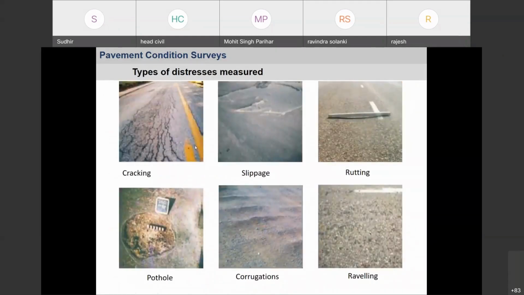I have just put this slide here to connect with you on what we are talking about. We are talking about distresses on the pavement surface, which could be cracking, potholes, corrugations, raveling, slippage, or rutting. There are many more distresses. I don't want to go into details of the distresses in flexible pavement and distresses in rigid pavement.